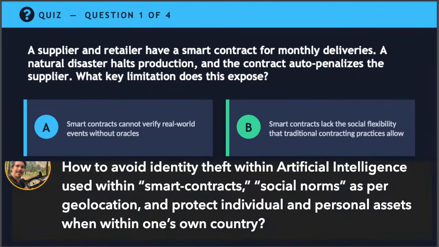Carlos Enriquemero says, how to avoid identity theft within artificial intelligence used within smart contracts, social norms as per geolocation, and protect individual and personal assets when within one's own country.